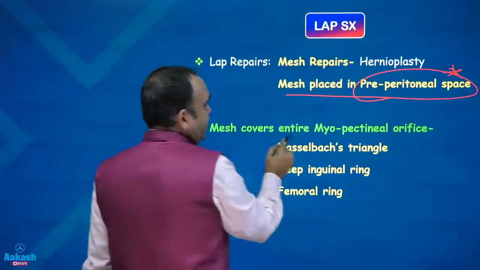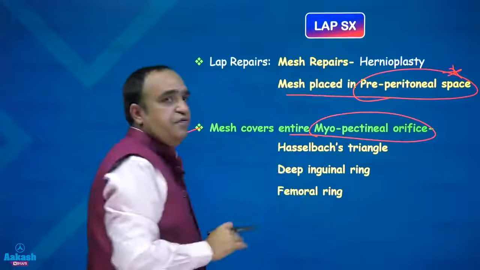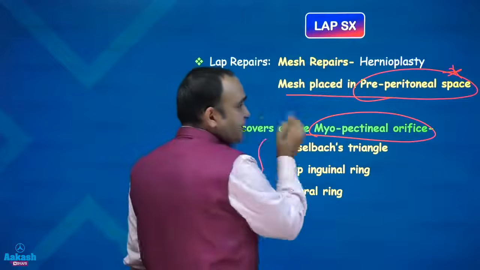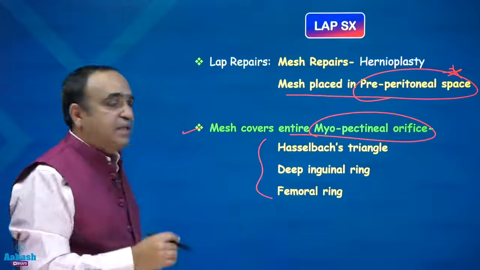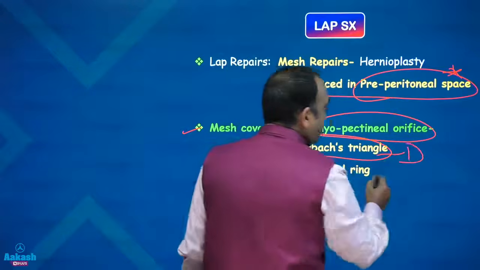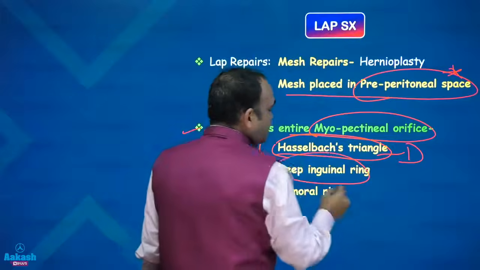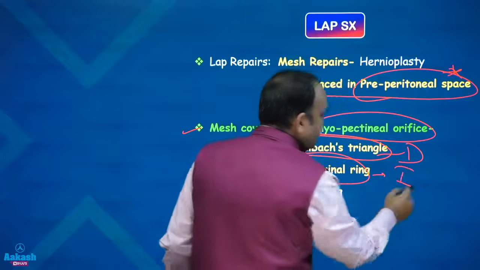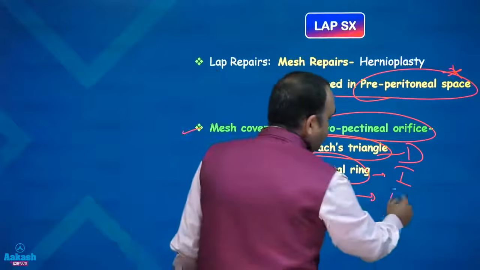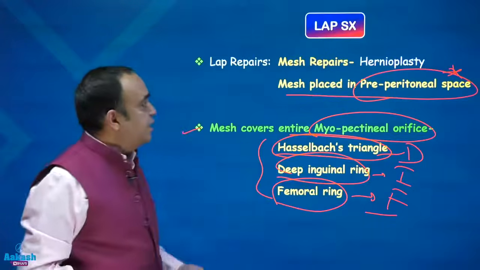That's why I told you Stoppa's is a kind of repair similar to laparoscopic repair, done by open technique. So the mesh covers the entire myopectineal orifice. Same I told you for Stoppa's also. So the points are the same. Only difference is there it was open, here it is laparoscopic. So it completely covers Hesselbach's triangle, that takes care of direct hernia, covers the deep ring, that takes care of indirect inguinal hernia, and also covers the femoral ring, so that takes care of the femoral hernia.